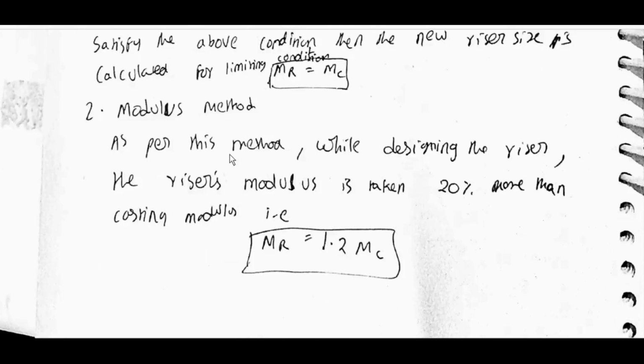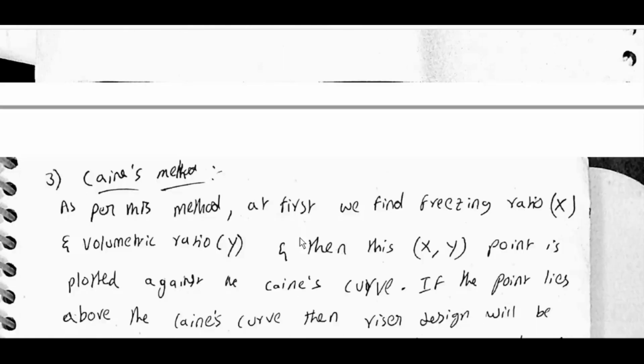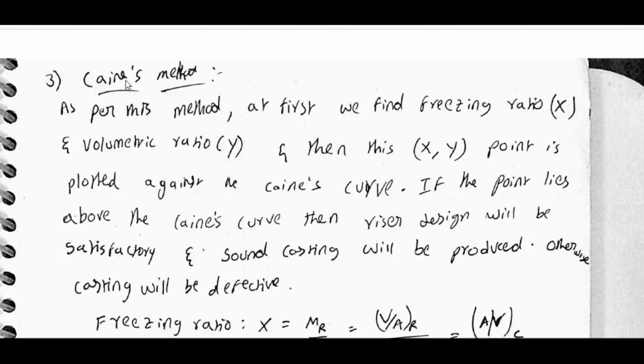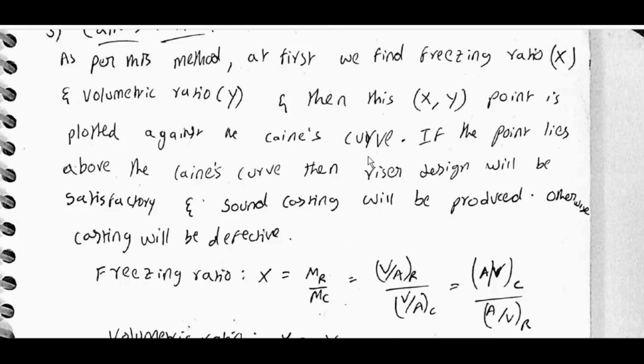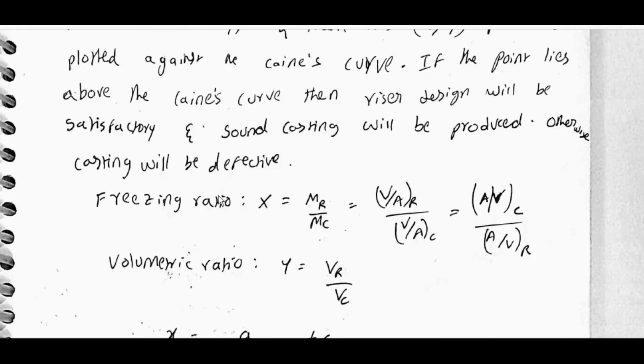Modulus method. As per this method, while designing the riser, the modulus is taken 20% more than the casting modulus. That is, Mr is equal to 1.2 Mc. Keynes method. As per this method, at first we find the freezing ratio x and volumetric ratio y. Then this x, y point is plotted against the Keynes curve. If the point lies above the Keynes curve, then the riser design is satisfactory and sound casting will be produced. Otherwise, the casting will be defective.